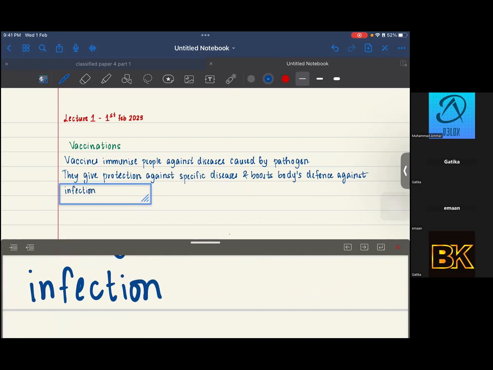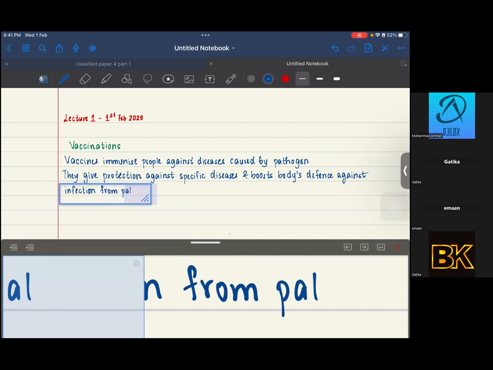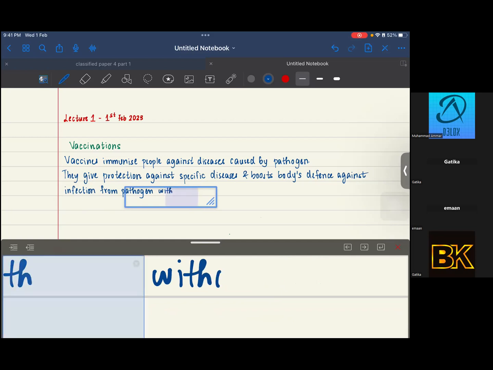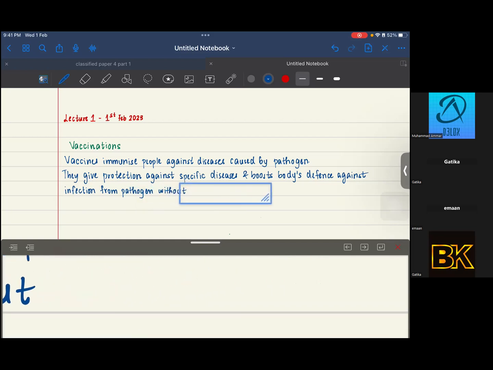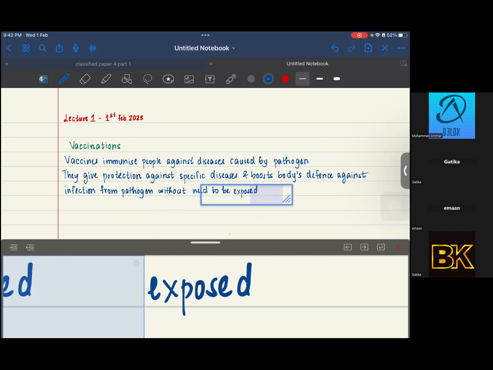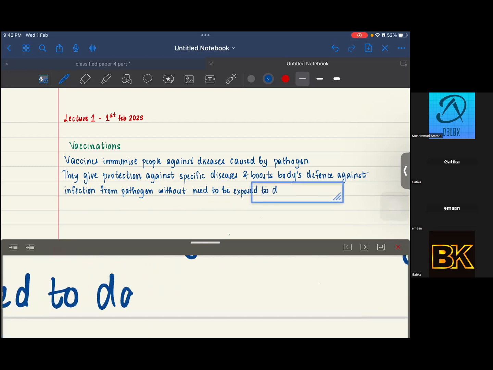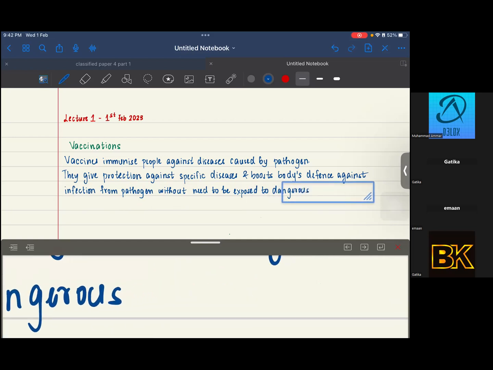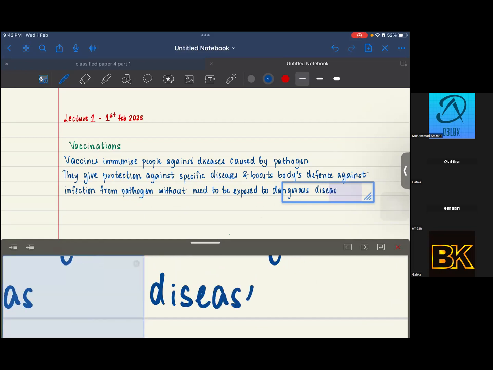Now, we could also include infection from pathogen without the need. Now, this point I will be elaborating later when we go to active and passive immunity. But for now, we just need to know what exactly the purpose of vaccine is. Need to be exposed to the dangerous diseases or the dangerous pathogens. Any doubts from this? Nope. Okay. Iman, clear?